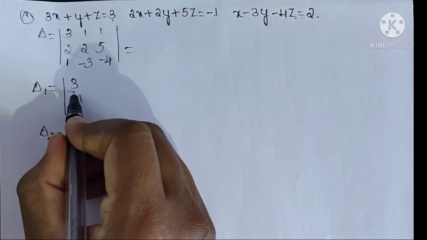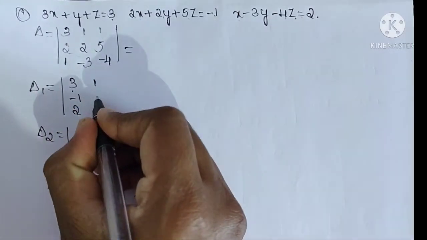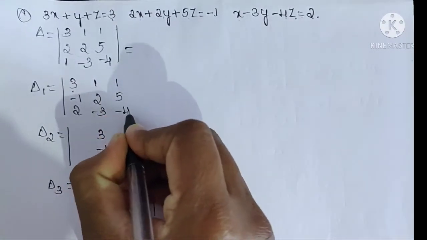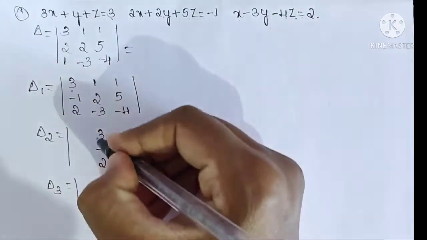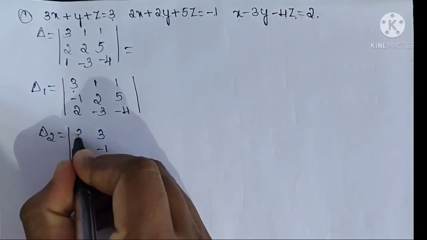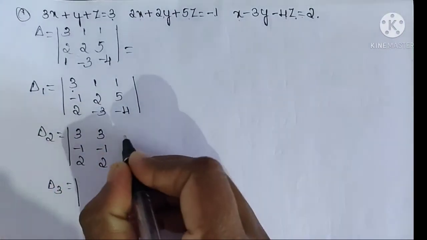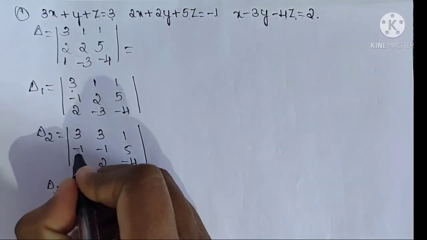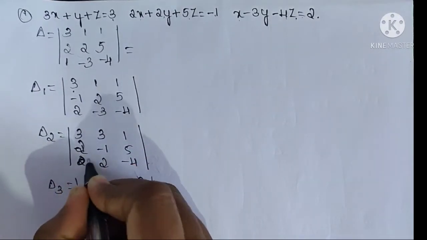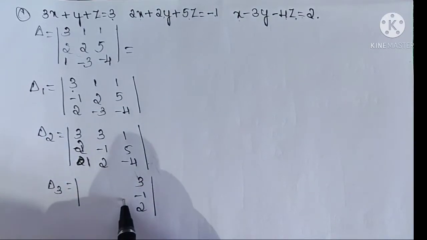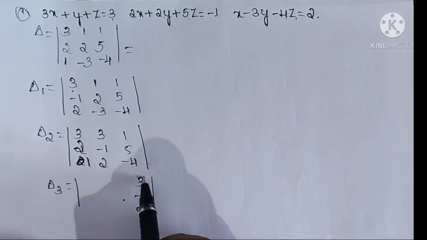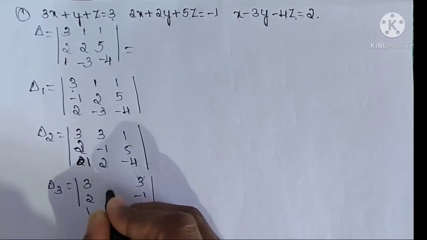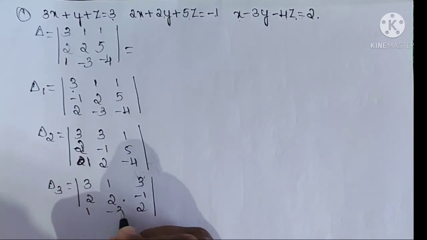See here, if you replace the first column, the second column and third column stay as they are. If you replace the second column by the constant values, the first column and third column stay as they are. Next in delta 3 we replace the third column, and the first column and second column stay as they are: 3, 2, 1, 1, 2, minus 3.